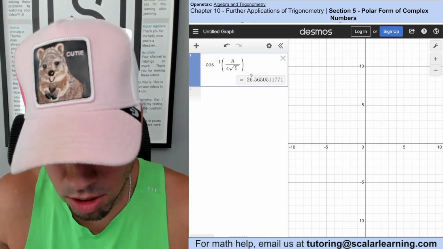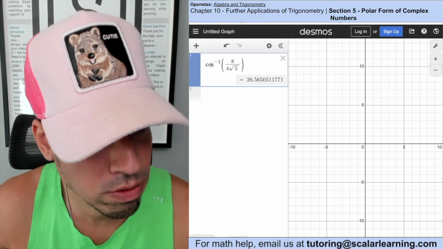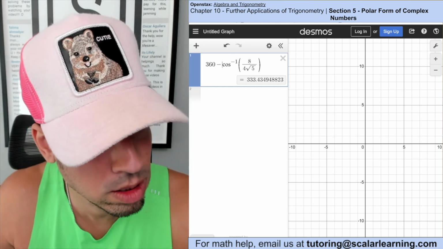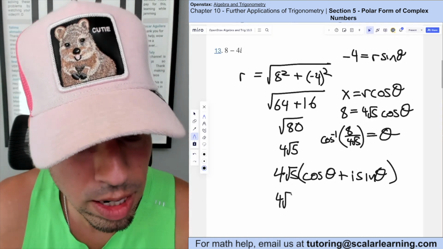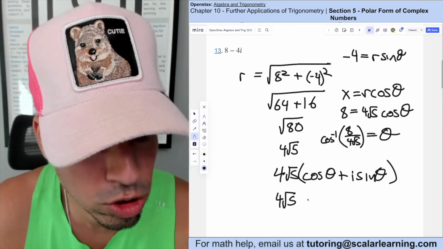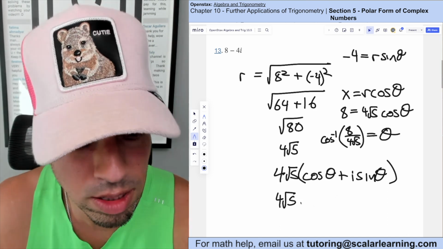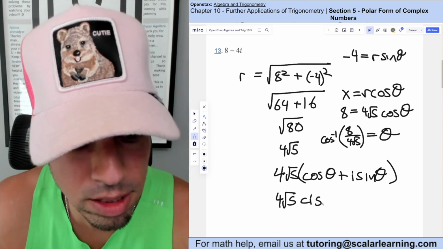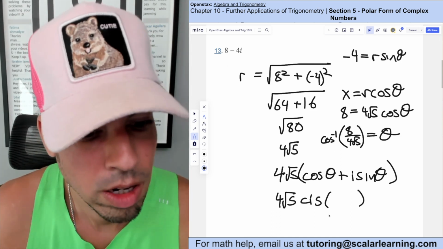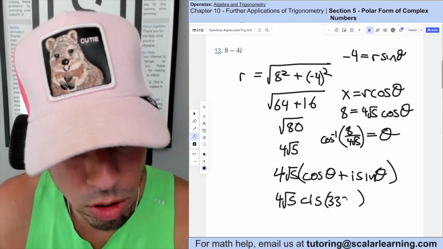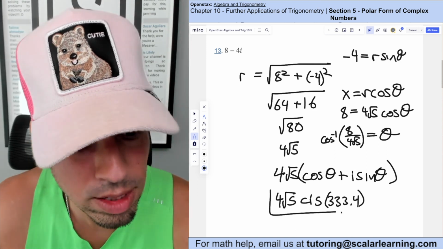To do that, all I have to do is subtract this from 360. So we go like this, and there we get 333.43. So therefore we can rewrite this. And in the back of the book, they use this nice little shorthand. Instead of cosine theta plus i sine theta, they just say cis, and that represents that. Then the theta value can go in here. Rounding to the nearest tenth, it'd be 333.4. That's how you do it.